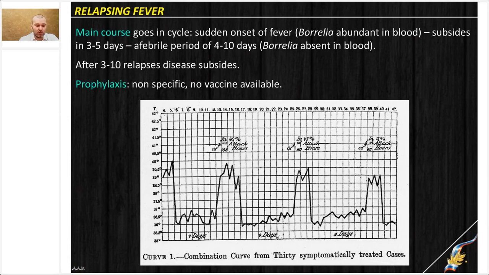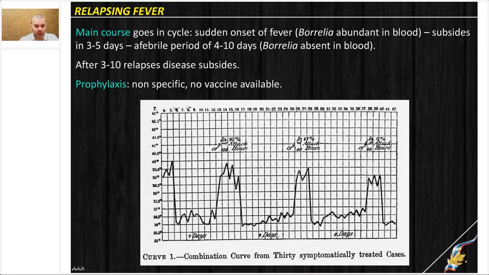Of course, if you see that the subject is afebrile, but he will say that yes, a few days ago it was extremely high fever. I was so bad I couldn't come to you. If the subject comes to you in the afebrile period, then it's not the point to take blood for diagnosis because bacteria is not here.